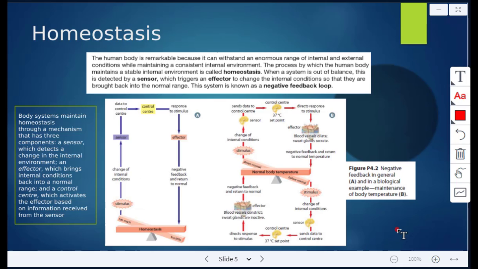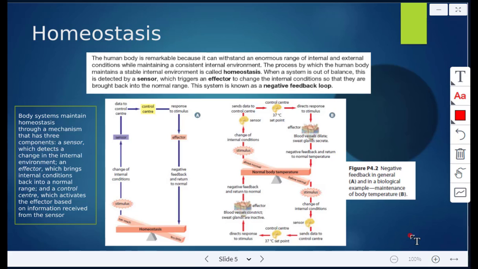All right, so the first topic we are going to look at is homeostasis. It is the way the human body maintains balance. The body systems maintain homeostasis through a mechanism that has 3 components. There's a sensor, which detects a change in the internal environment. Then there is an effector, which brings internal conditions back into a normal range. And then there's a control center, which activates the effector based on information received from the sensor. It's all to maintain homeostasis, or balance, within the body.